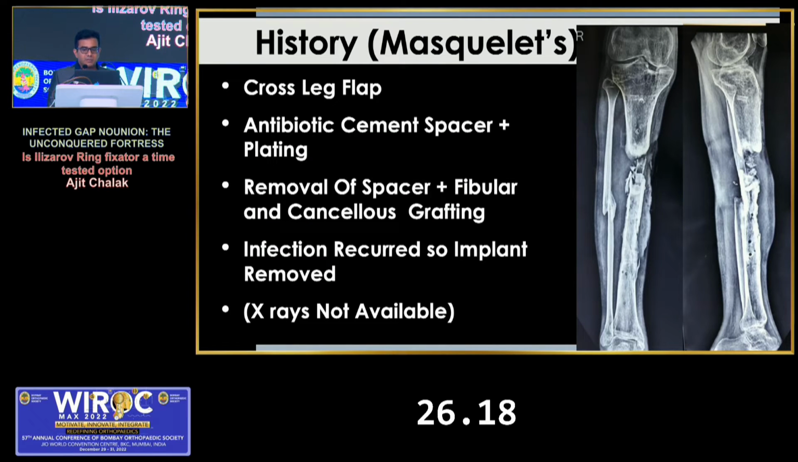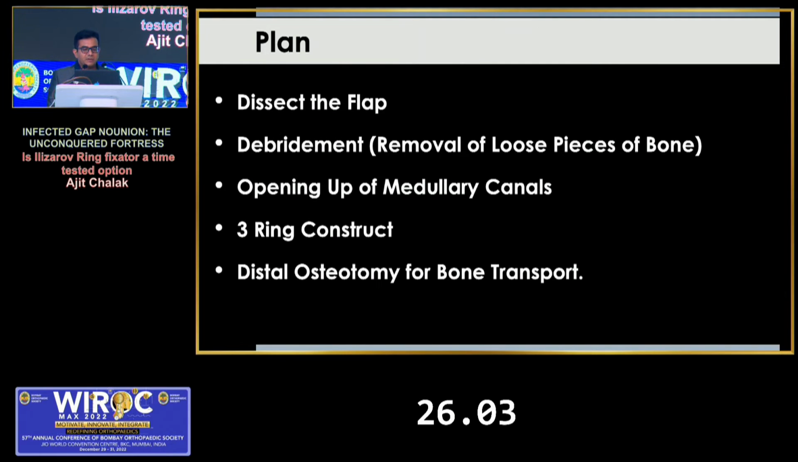So probably we went into history and he was treated with a Masquelet. You can see there is some resorption of the bone grafts in the X-ray. The previous X-rays with Masquelet are not available. So again we planned for dissection of the flap, debridement as there is a continuous discharging sinus since many days, opening up of the medullary canals, and 3-ring construct, distal tibial osteotomy for the bone transport.